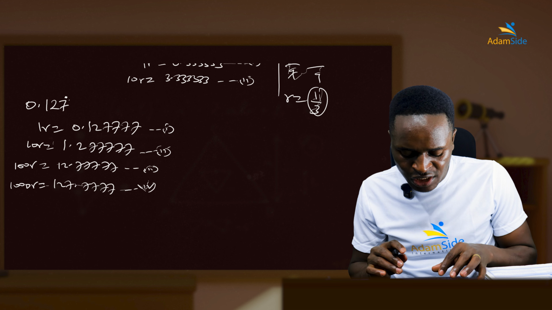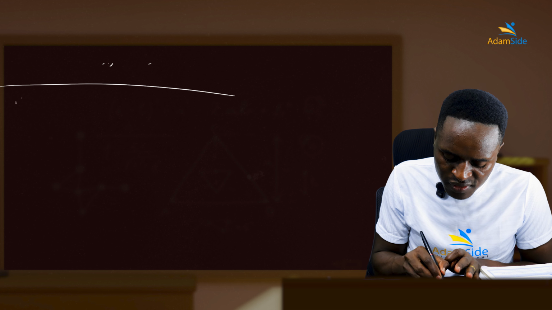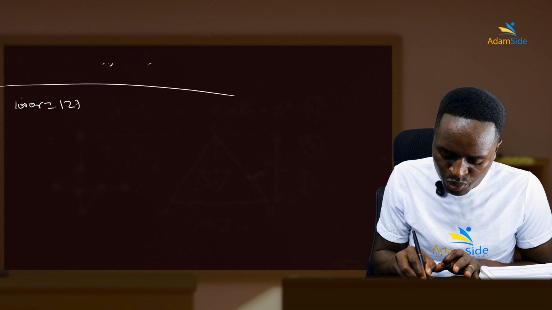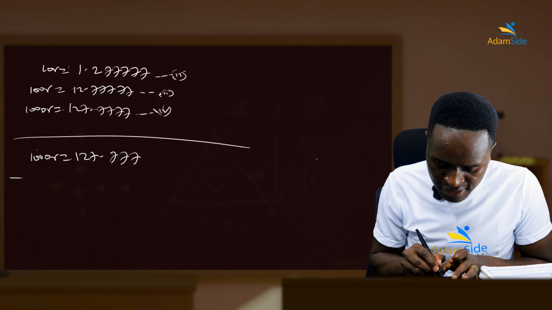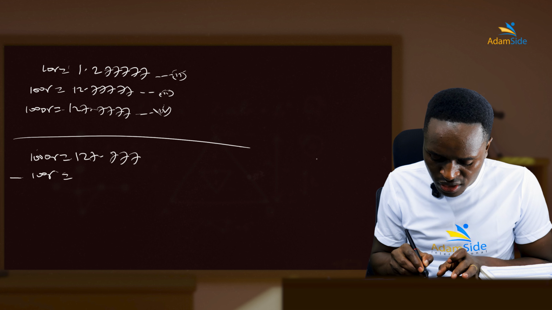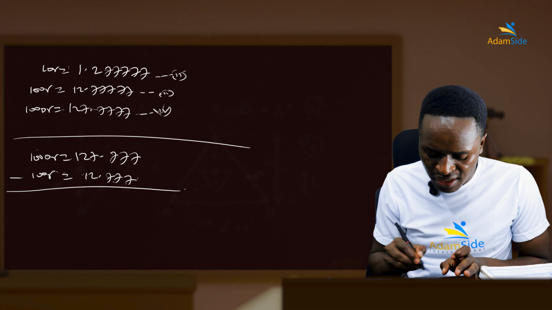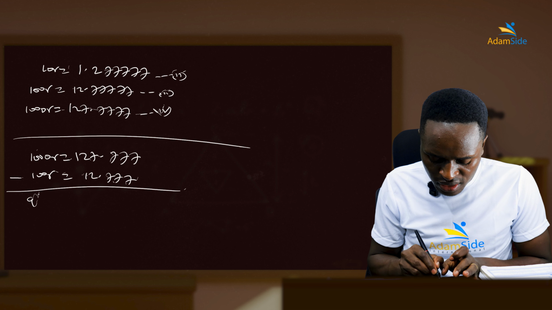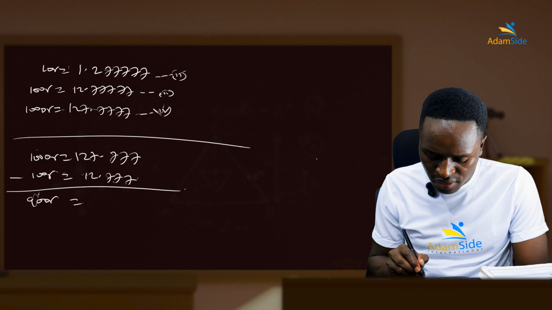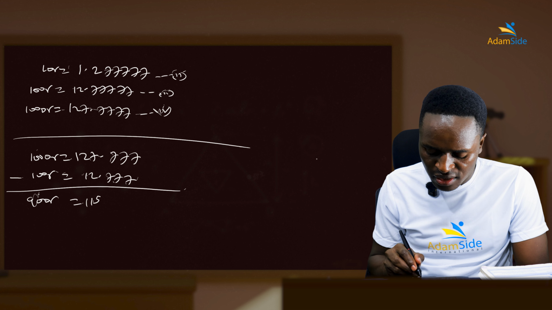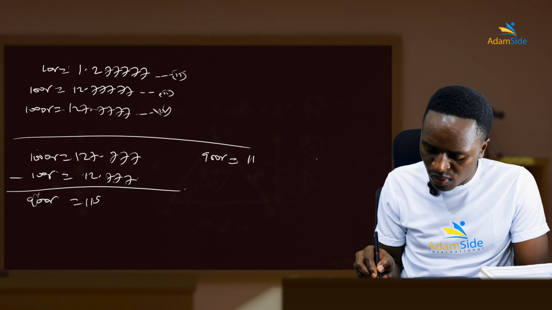Now, you see, there is a relationship between equation 4 and equation 3. Therefore, we find the difference. 1000r is equal to 127.777, minus 100r, which is equal to 12.777. Find the difference. You get 900r is equal to 127 minus 12, which is 115. 7 minus 7 is 0. So you get 900r is equal to 115.